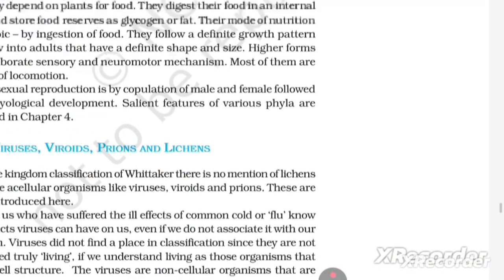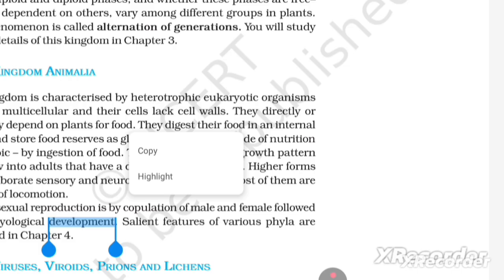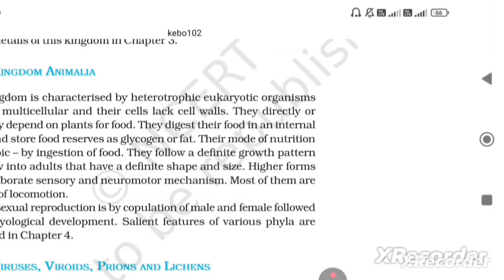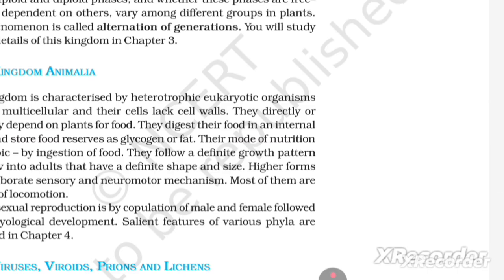Kingdom Animalia. This kingdom is characterized by heterotrophic eukaryotic organisms that are multicellular and their cells lack cell wall. They directly or indirectly depend on the plants for food. They digest their food in an internal cavity and store food reserve as glycogen or fat. Their mode of nutrition is holozoic, by ingestion of the food.